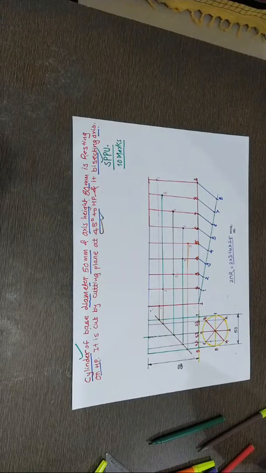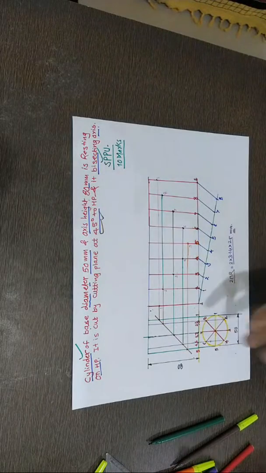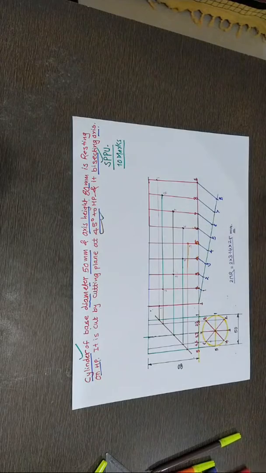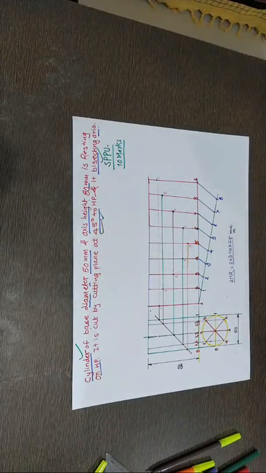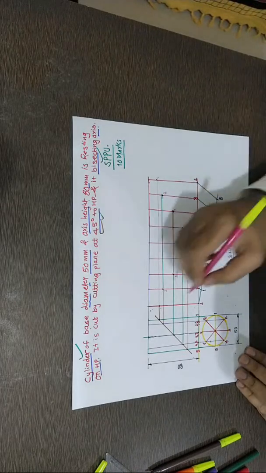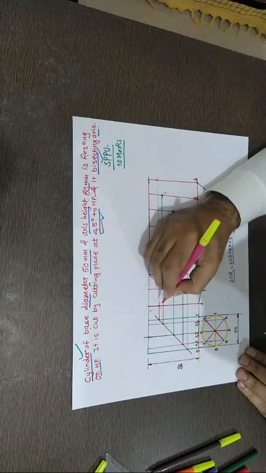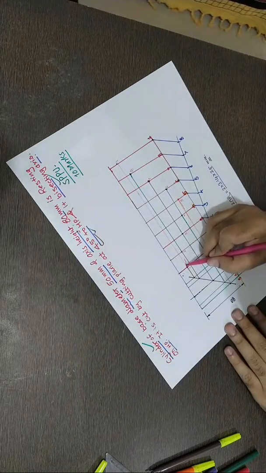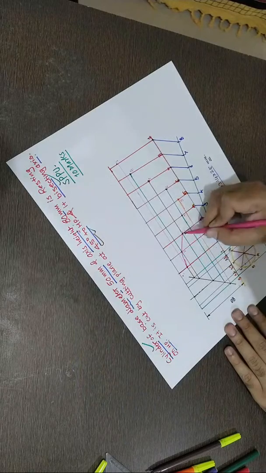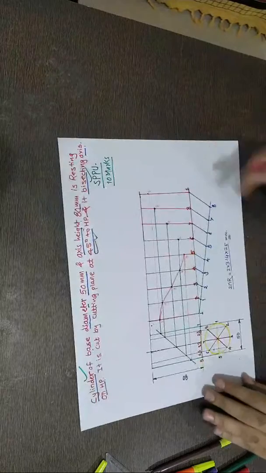Now, important thing, just draw a smooth curve which shows its development. Now I'll use a different color here. I'll draw by using a smooth curve, joining all those points together. 1 2 3. Remember, it's a cylinder, so it should be smooth curve.